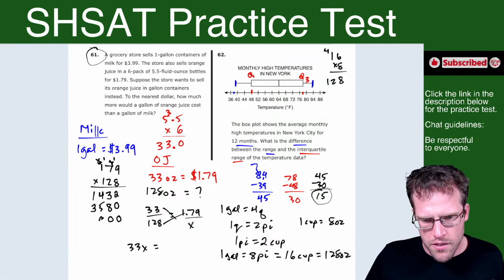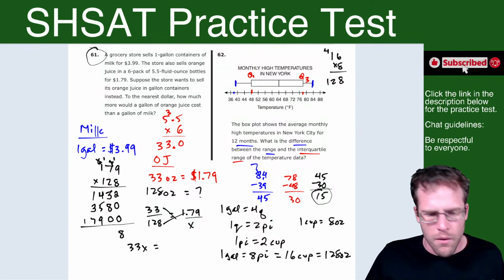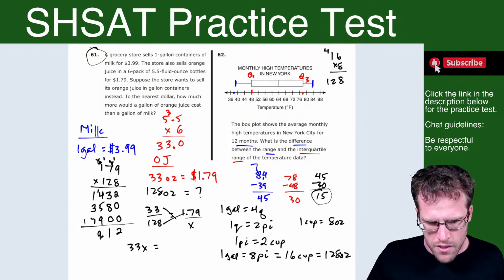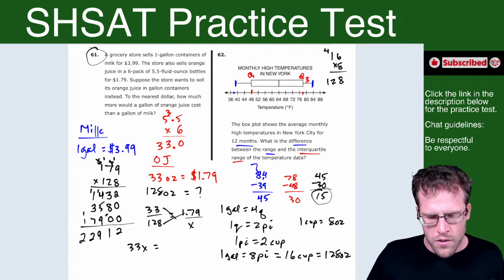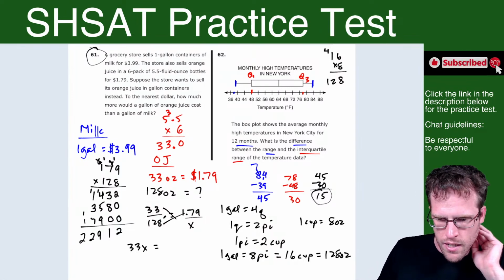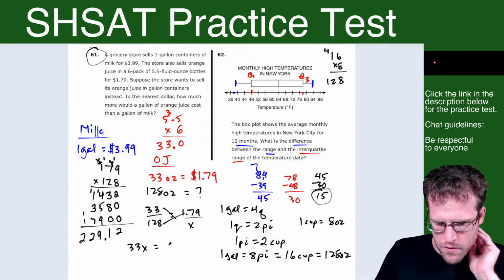1 times 9 is 9. 1 times 7. And 1 times 1. 8. I'm sorry, whatever, 8. 2 plus 0 is 2. 3 plus 8 is 11. We carry the 1. That's going to give us 19. We carry the 1. And now we've got 10 plus 2 is 12. Carry the 1. So this, if you think about it, we're doing $1.79 times 128. That's going to give us 229.12.